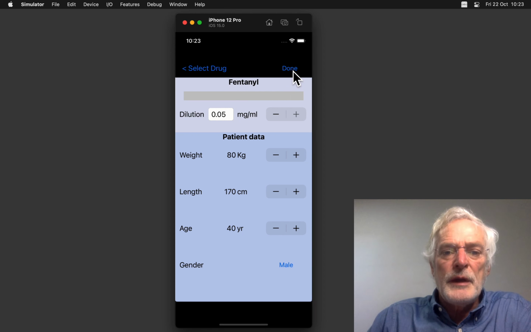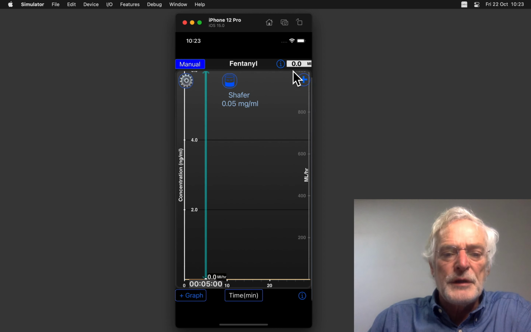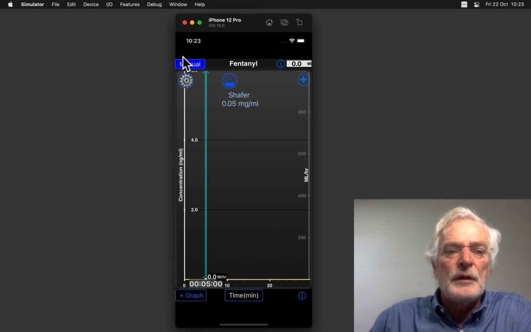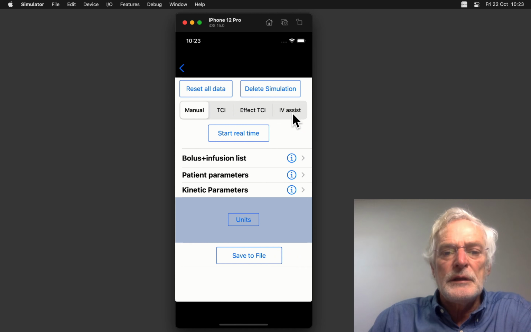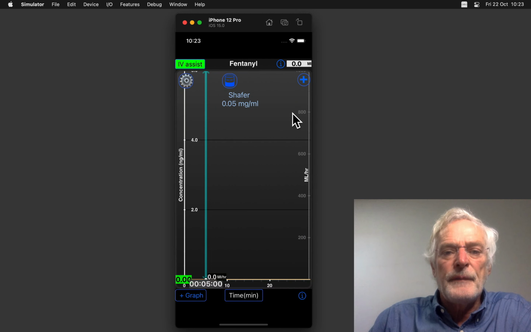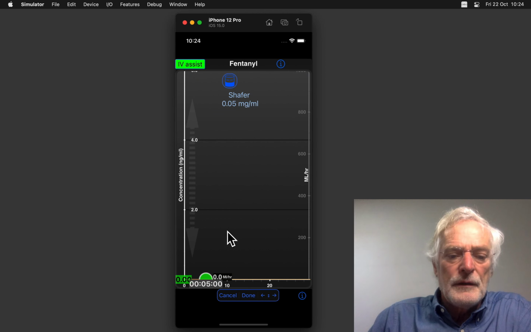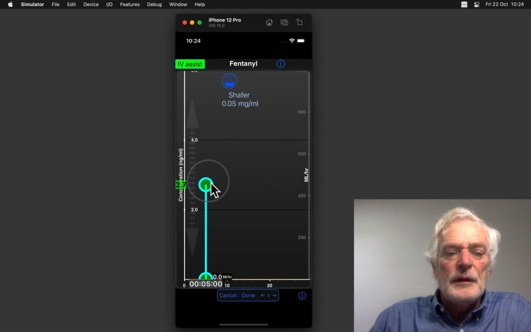I have to enter the weight and all kinds of other data of my patient, and then I'm in the simulation screen, and instead of manual dosing, I'm now going to select the IVAssist mode, which is done over here. Select the IVAssist, and you can see it's been selected by this label over here. I have to enter a target, and let's go for 3 nanogram per ml.